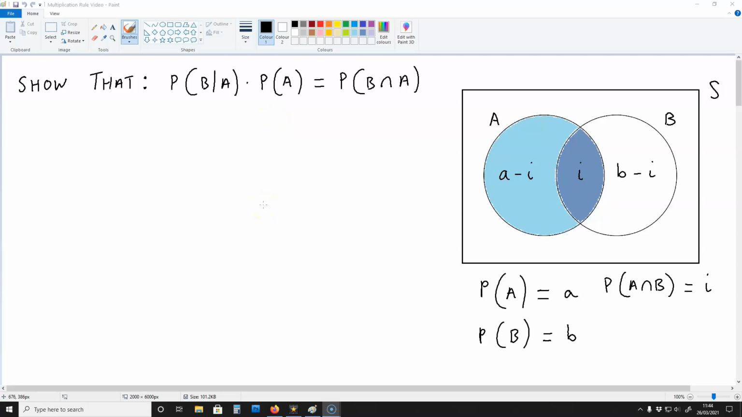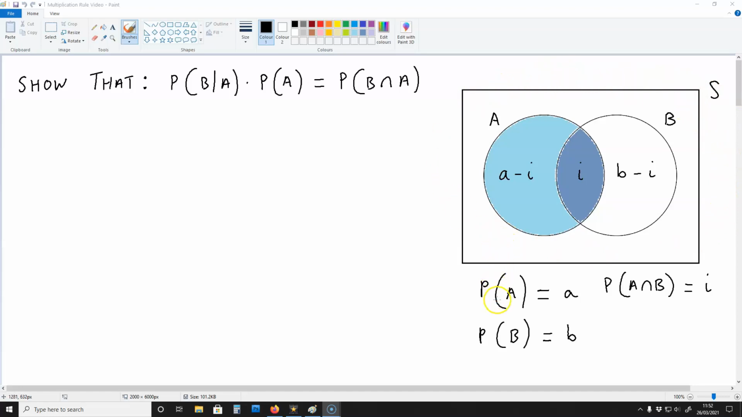Now the multiplication rule is based on the probability of B given that A. So what we're saying is, what is the probability of this intersection over here given that we have A, which is inside this circle over here to the left. Now to come up with this rule, we're going to be using this diagram over here.